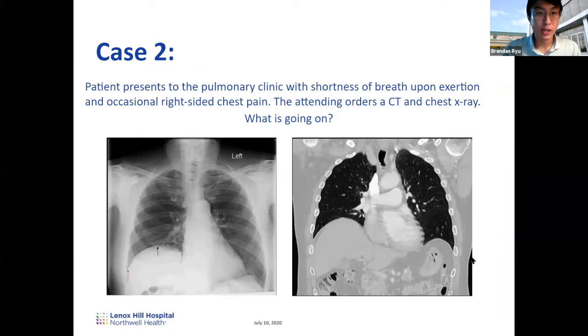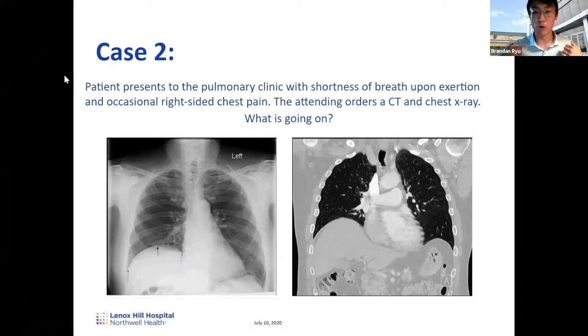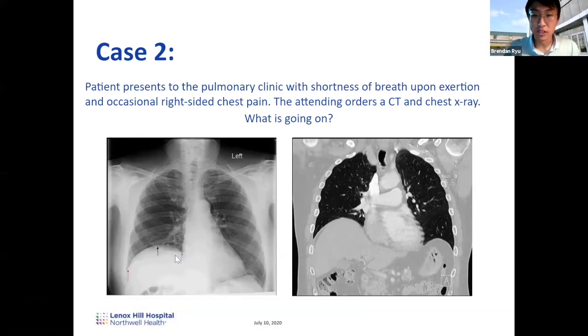So case number 2, really quickly. A patient presents to the clinic with shortness of breath and occasional right-sided chest pain. So the attending, again, orders a CT and a chest x-ray. What is going on? I'm going to just dive straight into it. Normally when you take an x-ray, I don't know if people took chest x-rays, but the radiologist would tell you to take a deep breath. And you see here that the person probably took a deep breath and the left side is contracted, so the diaphragm was able to contract, but the right side couldn't. So this person physically cannot contract the right diaphragm. So can we move along a slide?